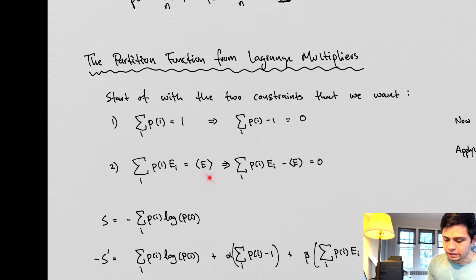And then we take this constraint. This is our second constraint, right? So the sum of the probabilities times the energy of each gives us our average energy. Subtract the average energy over on both sides, we get this, right? So these are, I think, pretty easy to understand.